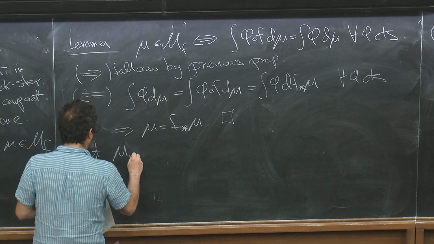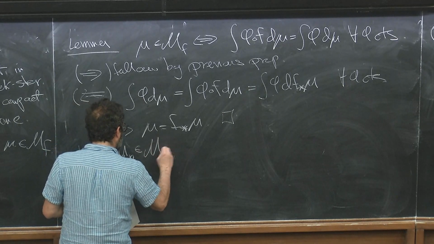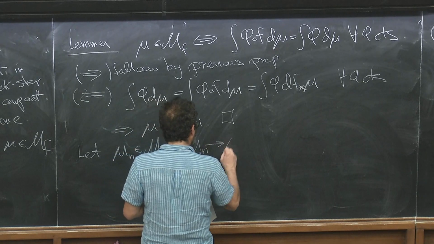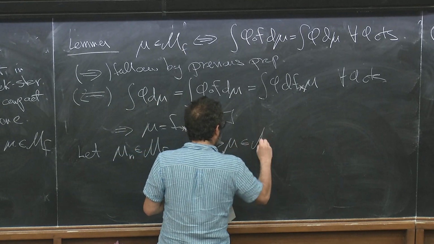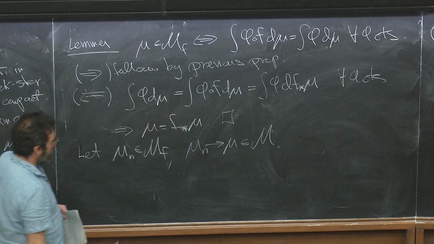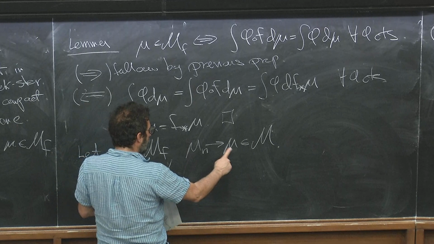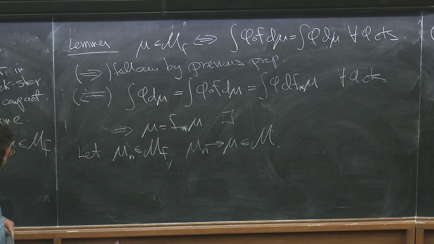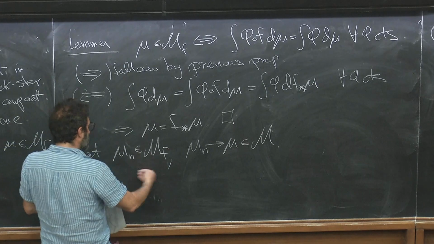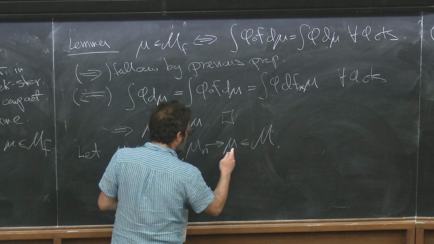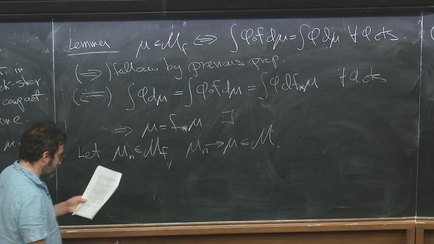Let mu n be a sequence in MF, with mu n converging to some measure mu in M, right? So we want to show that mu is actually invariant. We have a sequence of measures which are invariant. They converge to some probability measure. We need to show that it's invariant.